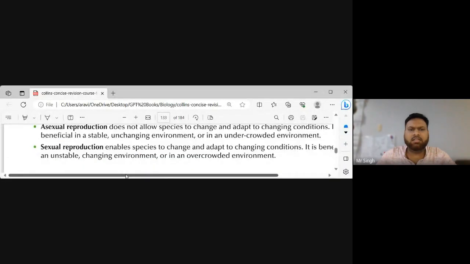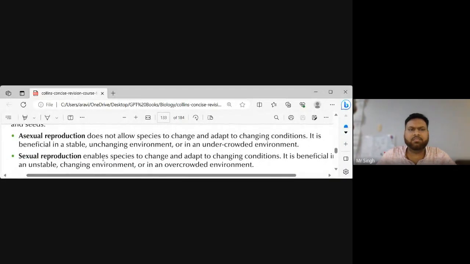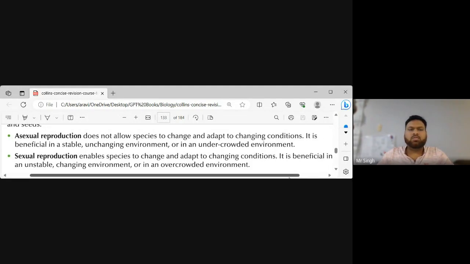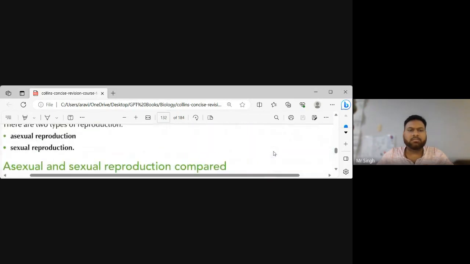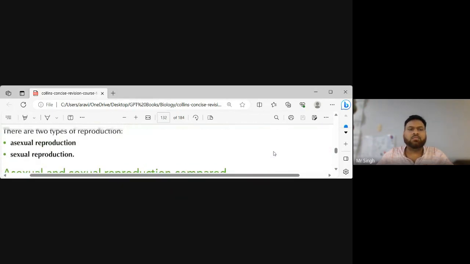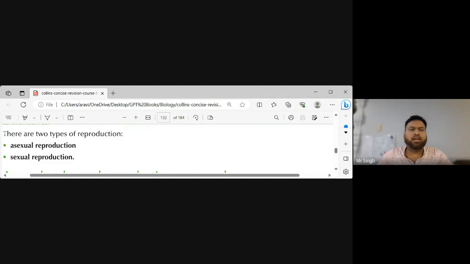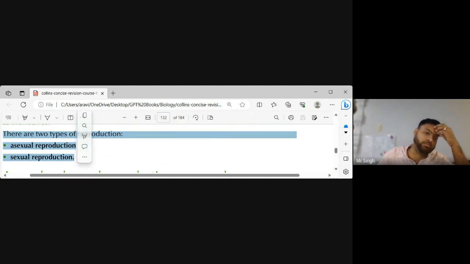So let's take a look at this note here. You all know what sexual and asexual reproduction is, students? Or do you all want me to go through that? So there are two types of reproduction: asexual reproduction and sexual reproduction. All right, so let's look at them.